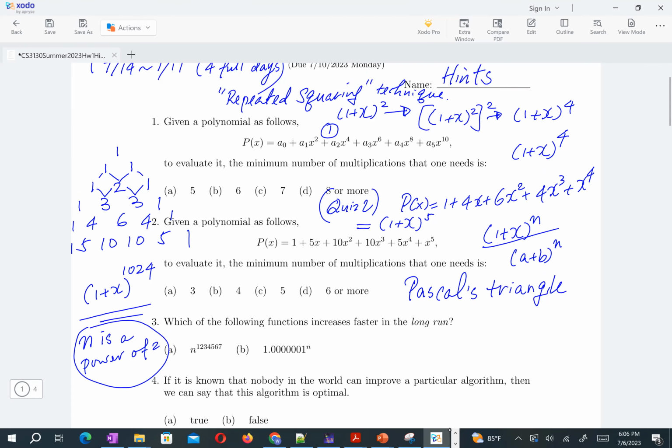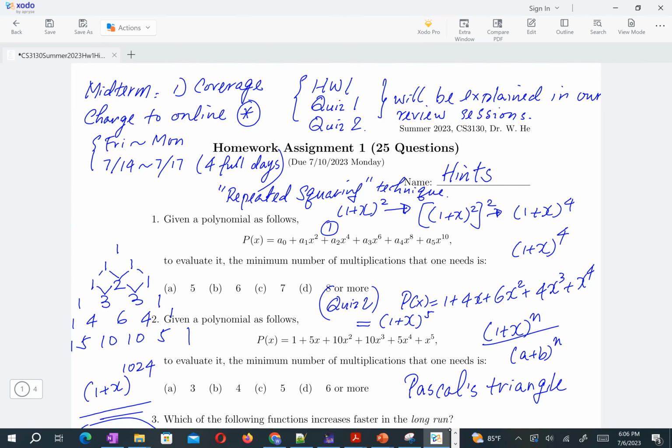1 plus x squared, 1 multiplication. So let's find the rule. 1 plus x squared, that means exponent number is 2, that's 2 to the first. You need 1 multiplication, right? 1 plus x to the fourth, that's 2 squared, you need 2 multiplications, right? 8, 2 to the third, you need 3 multiplications, right? Can you get the rule?